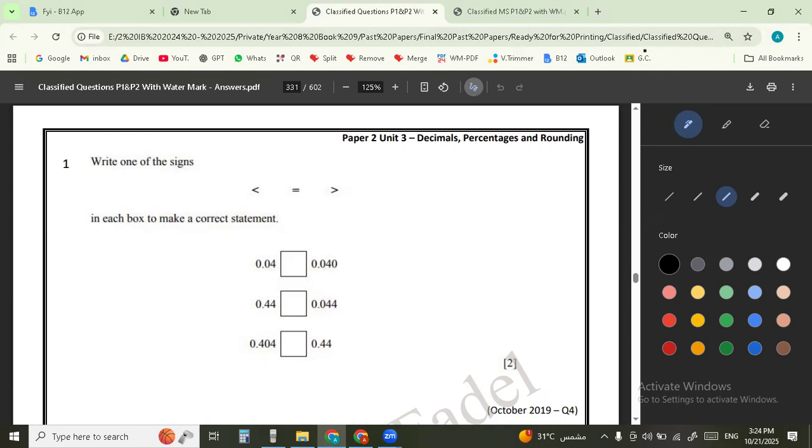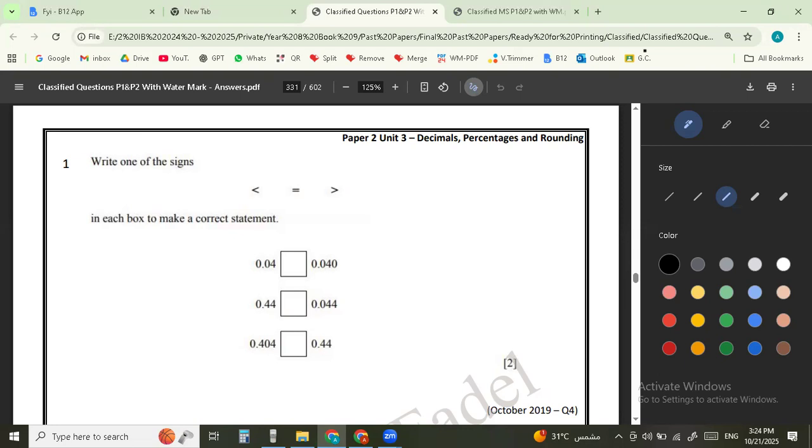Okay, so the first question says, in each box write one of the signs to make a correct statement. So the first one over here, as you know, we must compare first the whole number, which is zero here and zero there. Then I continue the comparison digit by digit after the decimal point. The first decimal place here is zero. The first decimal place here is zero. Then you continue. The second decimal place is four. The second decimal place is four.